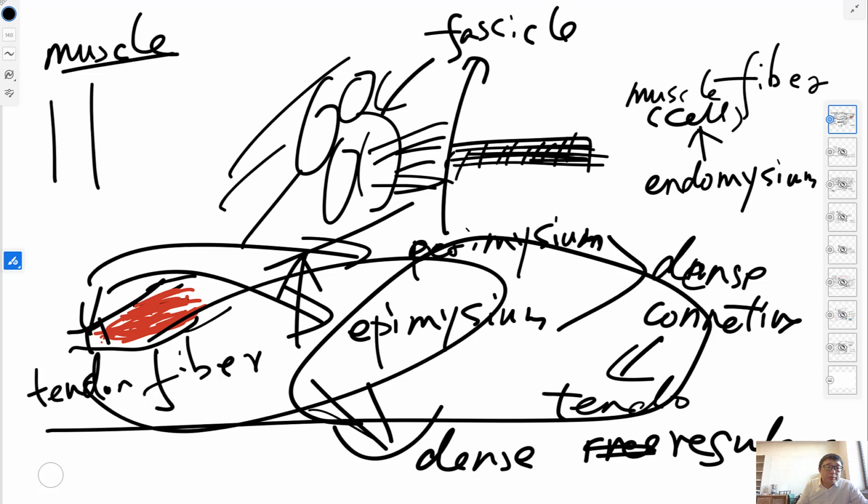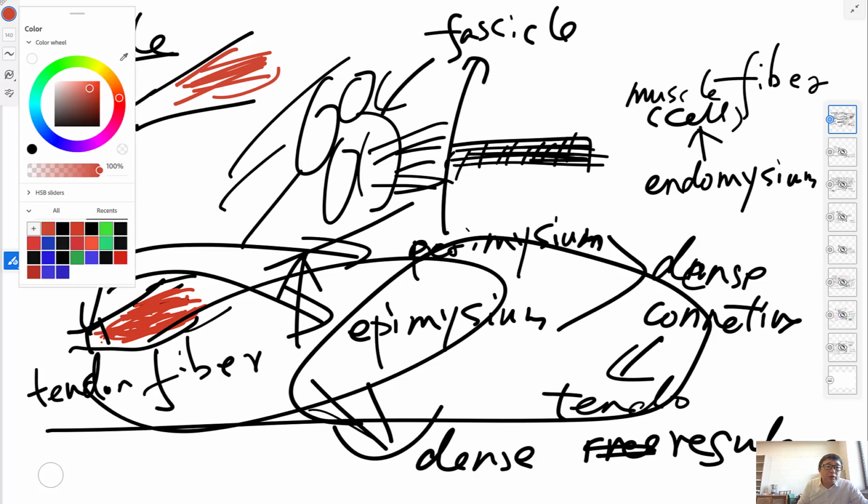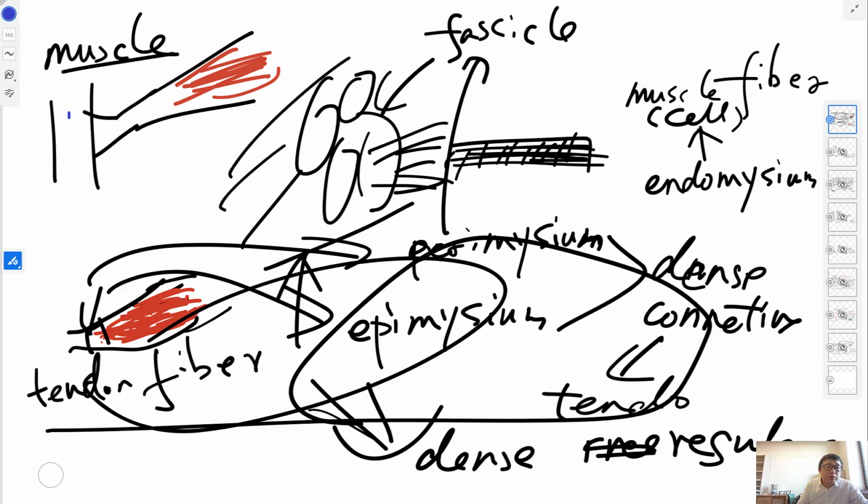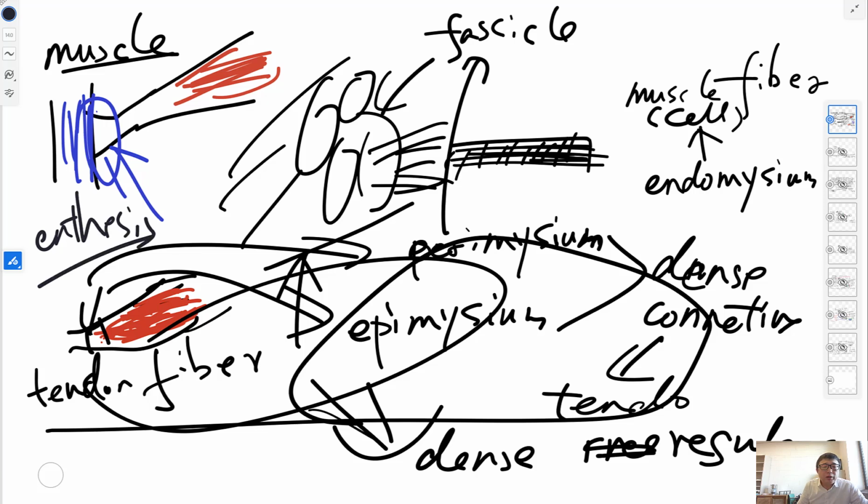On the other side, this is muscle, tendon, and the bones. This is the bone. And here there's also a special name for it, the enthesis. I'm not sure my spelling is correct. This is half cartilage, half tendon, another special connection that forms the link between the tendon and the bones.